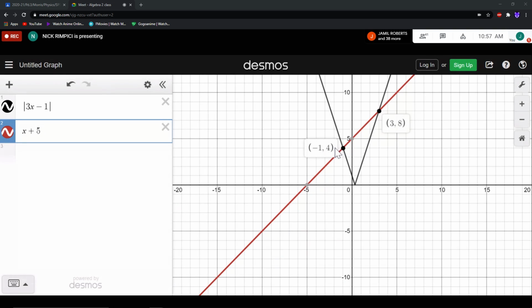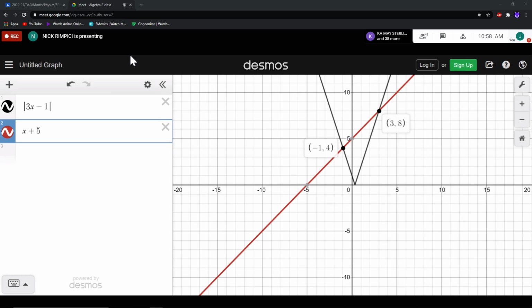Why am I not considering 4 and 8? Why am I excluding 4 and 8? They're the y values. I don't care about those right now. I only care about the x's. So -1 and 3 are my answers. Okay, -1 and 3 are the two answers.